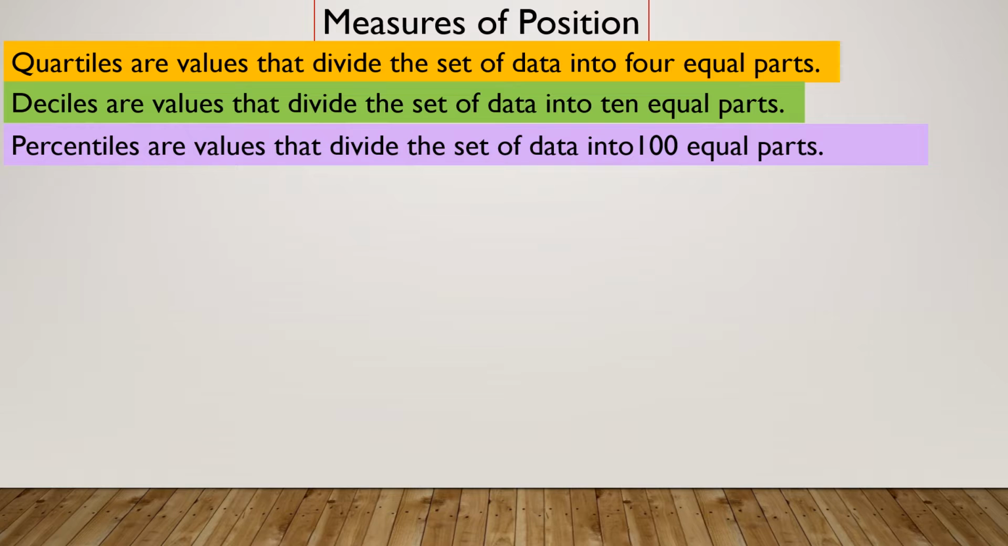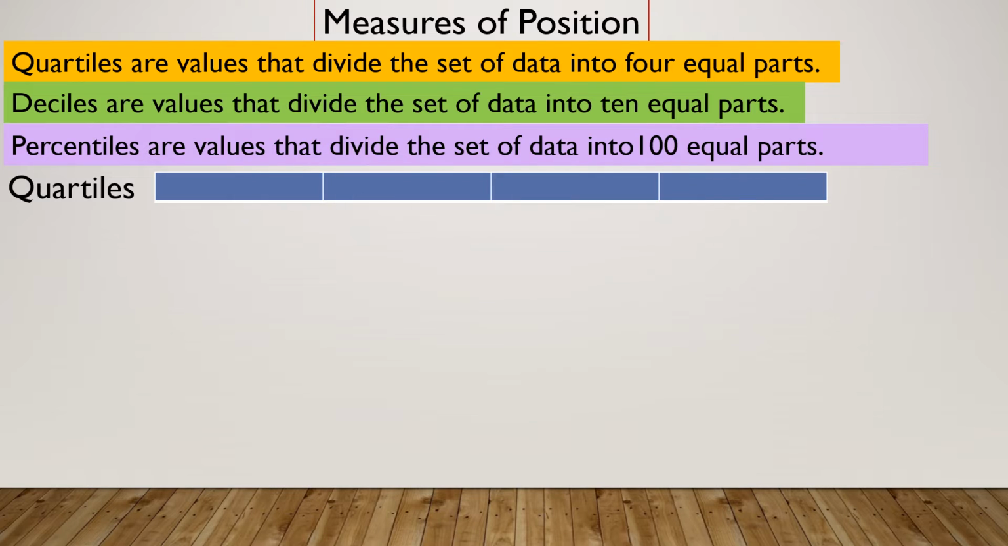I'm going to illustrate more about this. So let's start with quartile. You notice here, this is 0. So 1, 2, 3, 4. So we divide this into 4 equal parts. And if you notice, there are 25, 25, 25% each.